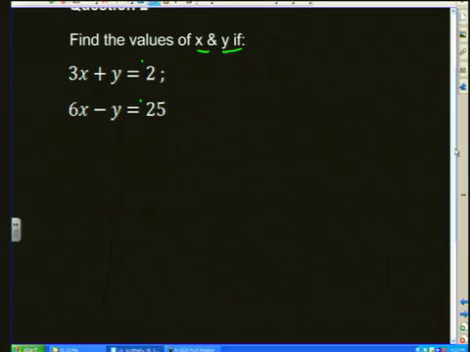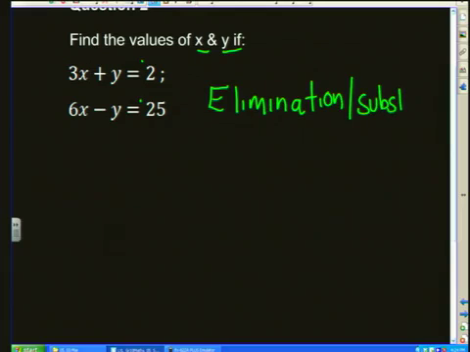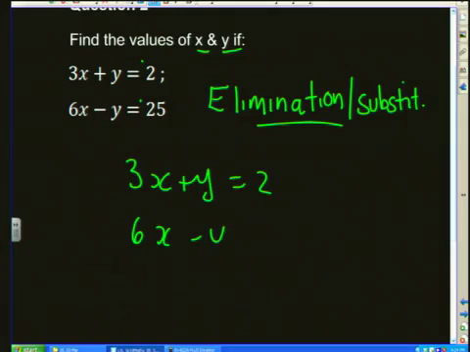The one method is called elimination. And then the other method that you've learned or seen is substitution. In this case, it will turn out that elimination is the better method to use, but it isn't always that way. So what I'm going to do, guys, is we've got this set up as 3x plus y, just rewrite it, is equal to 2. And then we've got 6x minus y is equal to 25.